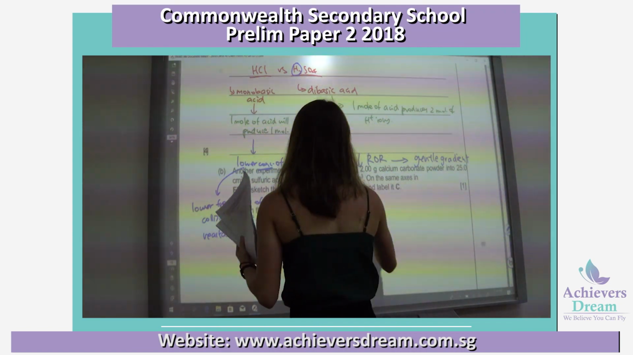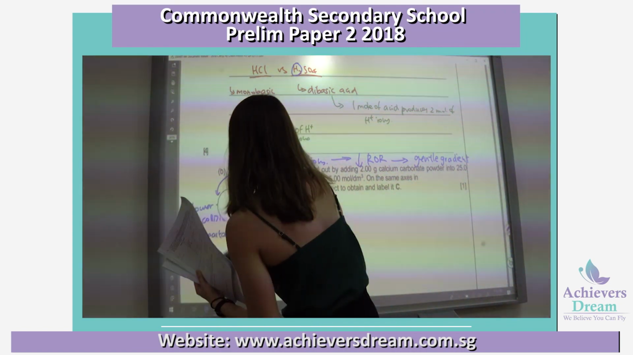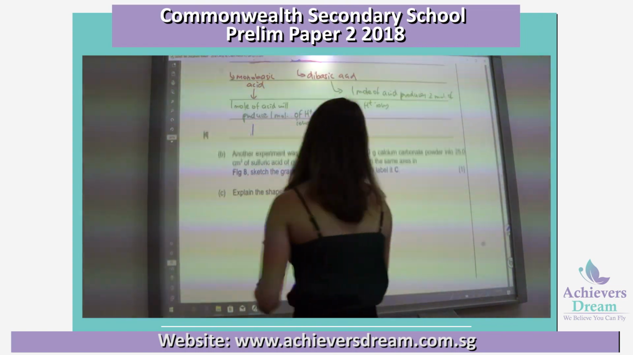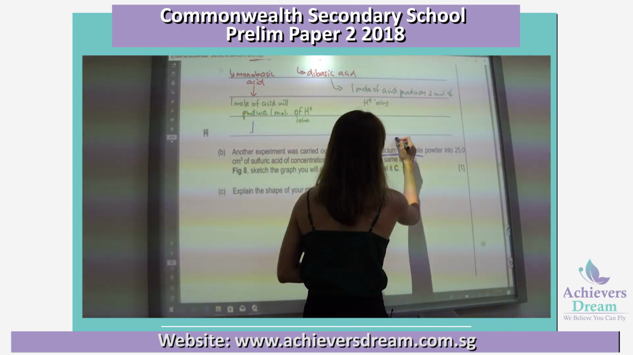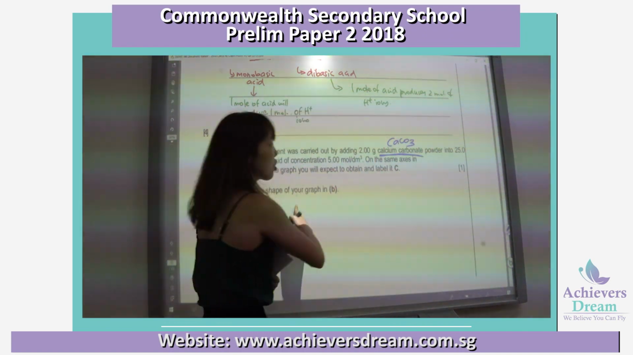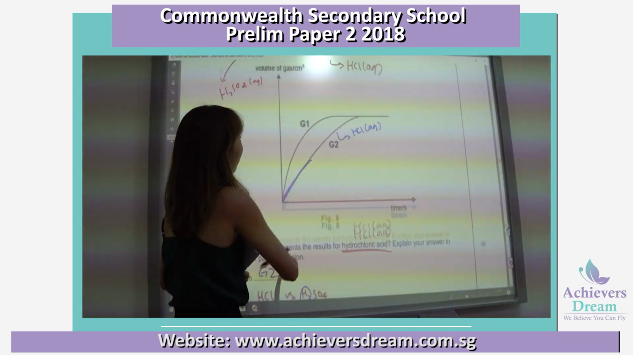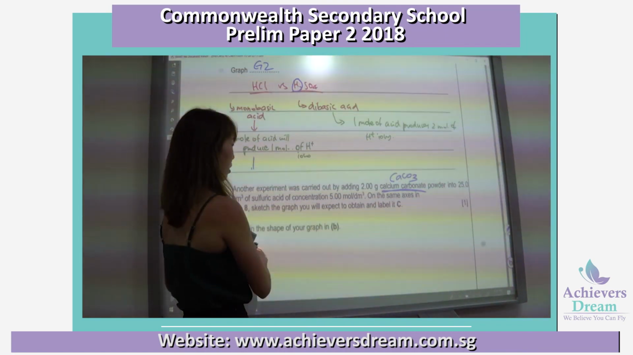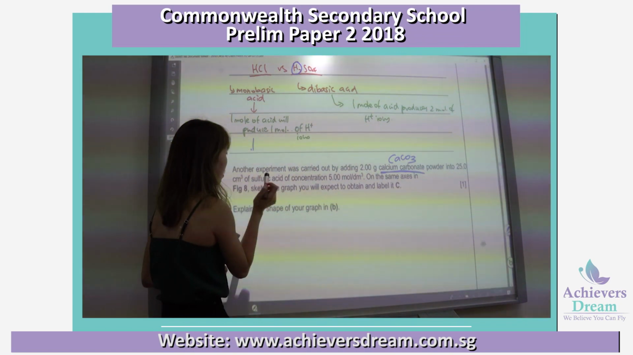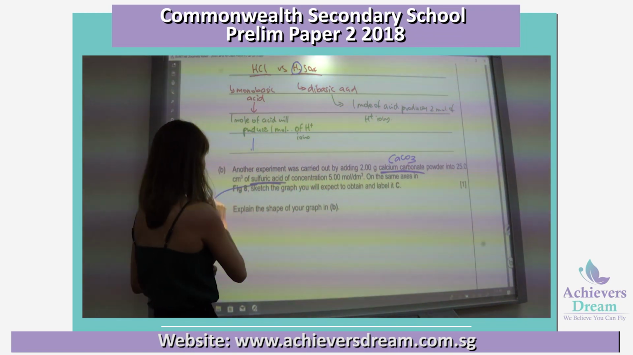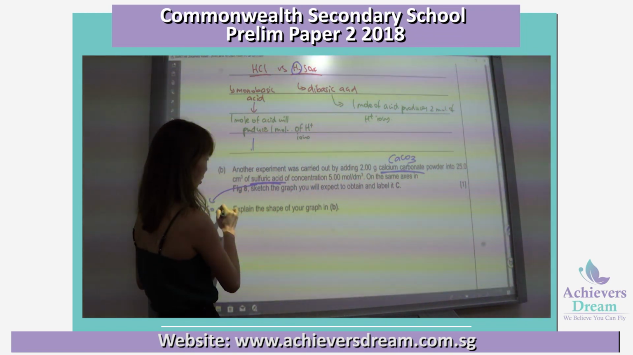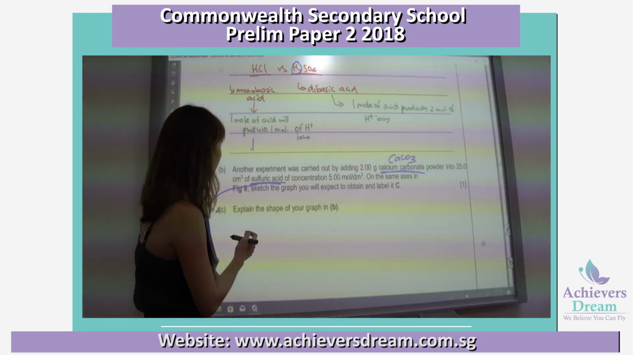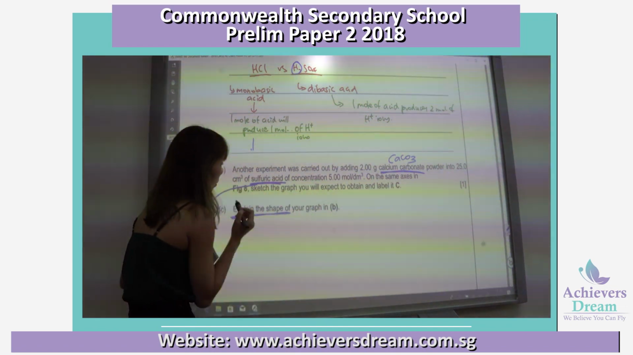Okay, so that's how you answer part A. Now for part B. Another experiment was carried out by adding 2 grams of calcium carbonate, CaCO3. Remember, initially we added magnesium carbonate, correct? So now we are adding calcium carbonate. Same thing, we are using the same volume of sulfuric acid, H2SO4. They say, sketch the graph you expect to obtain and label it C. And they ask you to explain the shape of your graph.